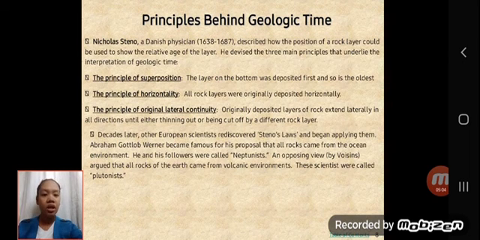So decades later, other European scientists discovered Steno's laws and began applying them. Abraham Gottlob Werner became famous for his proposal that all rocks came from the ocean environment. He and his followers were called Neptunists. An opposing view argued that all rocks of the Earth came from volcanic environments. So these scientists were called the Plutonists.